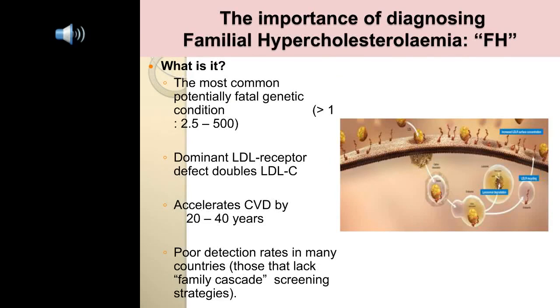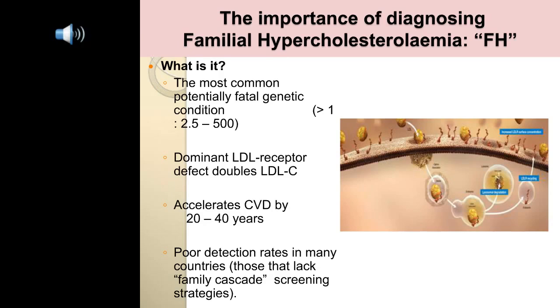Out of all of those potential diagnoses, I'd like to spend a little bit of time just emphasizing the importance of familial hypercholesterolemia, because this is the most common potentially fatal genetic condition with a prevalence between 1 in 250 and 1 in 500. It constitutes a dominant mutation affecting LDL receptor activity, either through the LDL receptor gene or through its ligand ApoB, or through fine-tuning chaperones such as PCSK9. It leads to an increase in LDL, which accelerates cardiovascular disease by about 20 to 40 years.